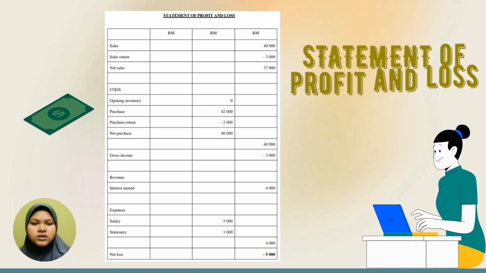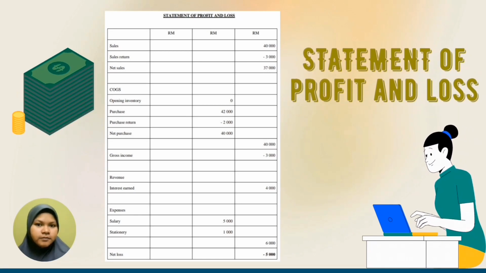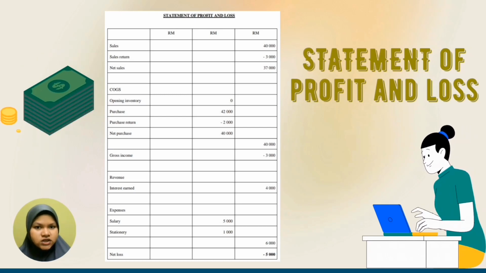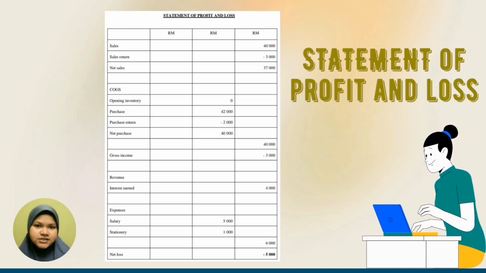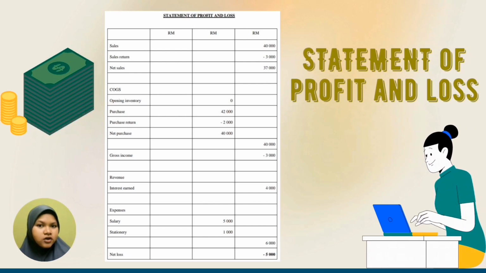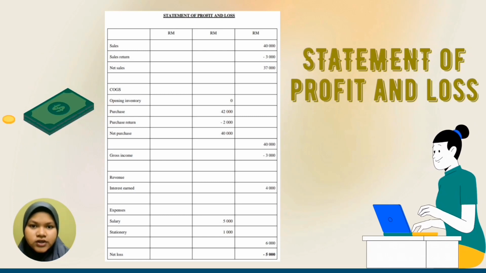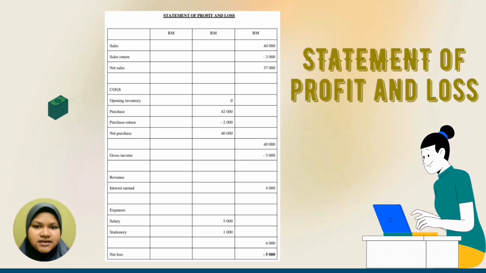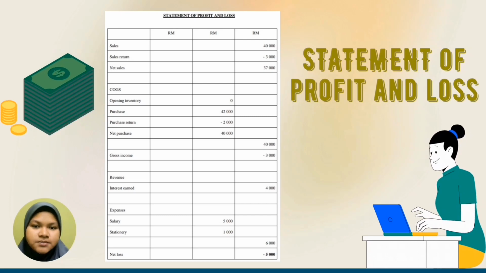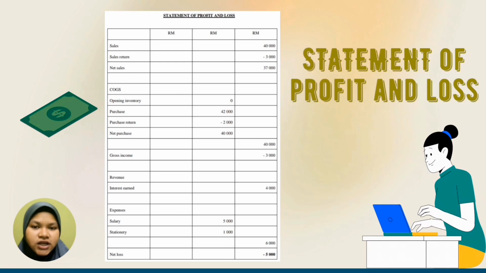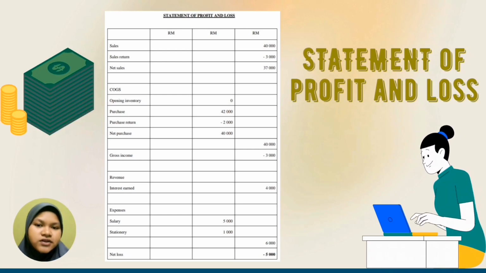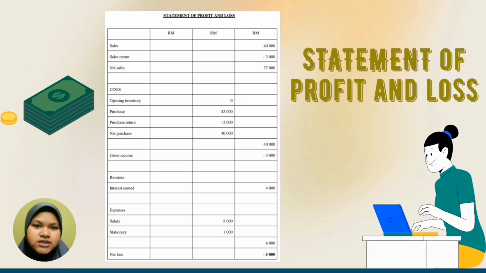144,000. So this is a statement of profit and loss, which is one of the financial statements of a company and shows the company's revenues and expenses during a particular period. It indicates how the revenues are transformed into the net income or net profit. So in here, we can see sales, sales return, net sales, COGS, opening inventory, purchase, purchase return, net purchase, gross income, revenue, interest earned, expenses, salary, stationery, and net loss, which is 5,000.